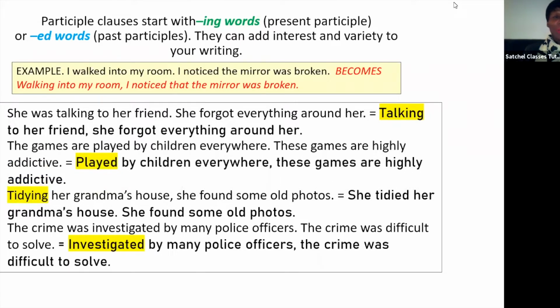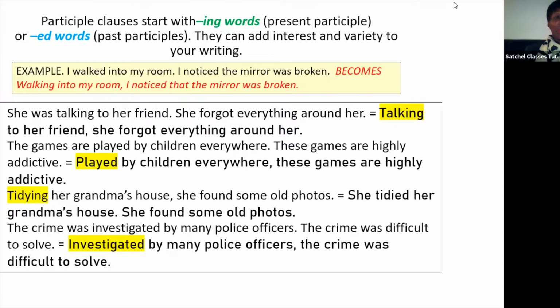Here are some other examples. She was talking to her friend. She forgot everything around her. Sounds like someone I know, obsessed with the phone. You could change those sentences to: talking to her friend, she forgot everything around her. Starting with the participle adds interest and variety to your writing.